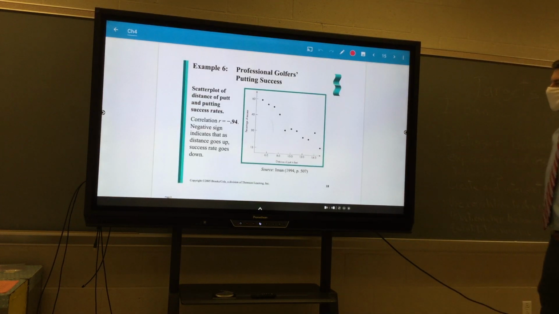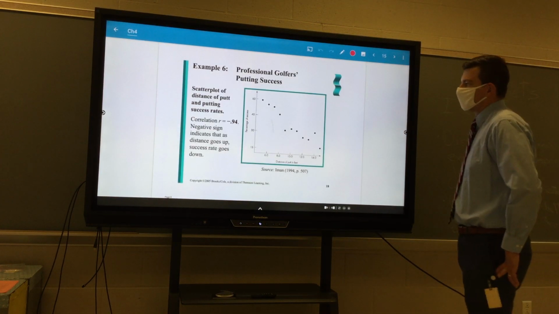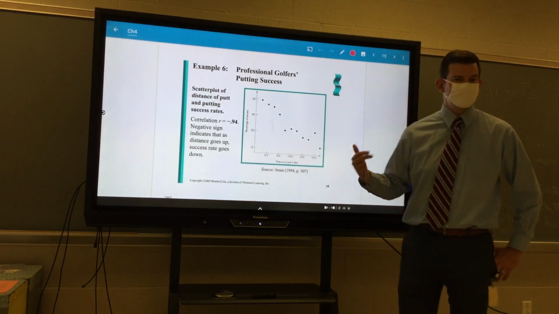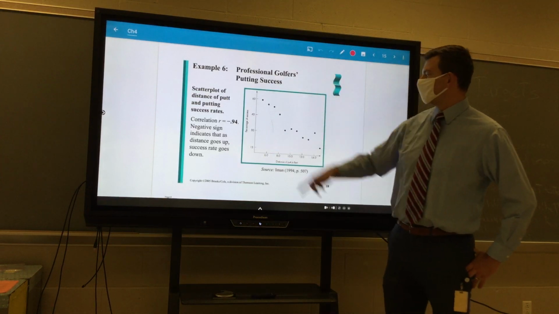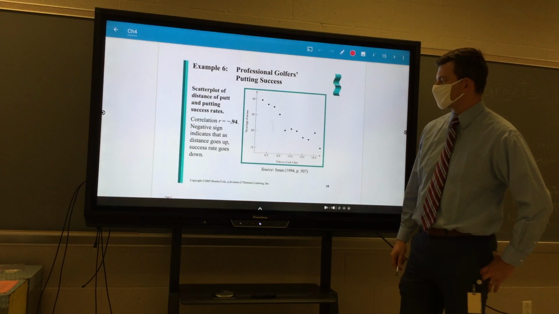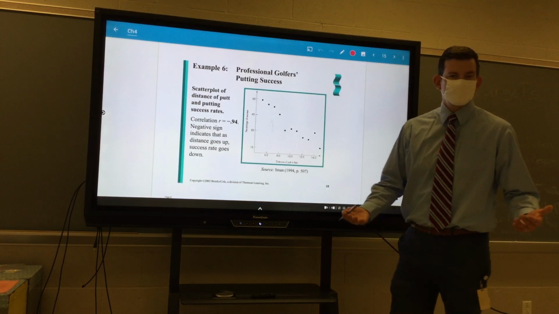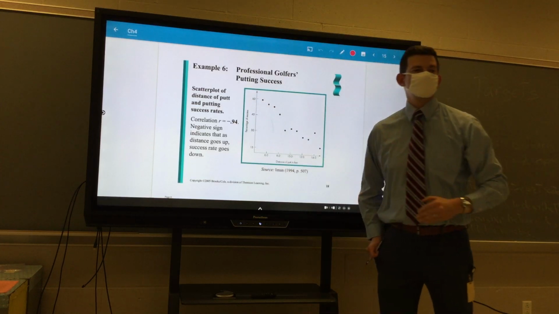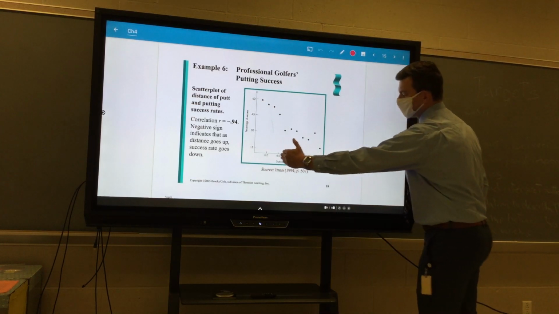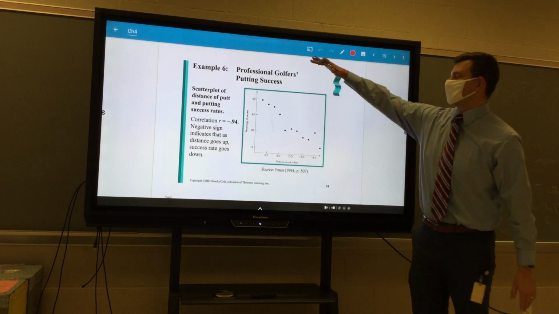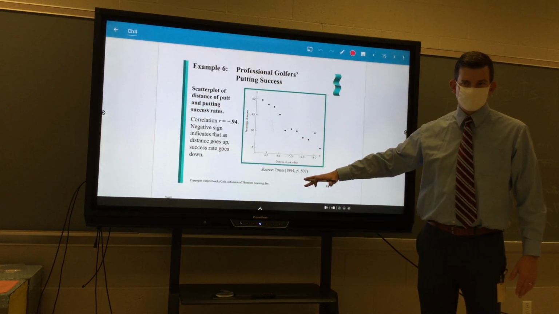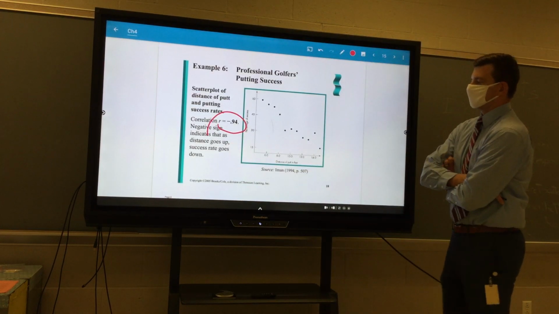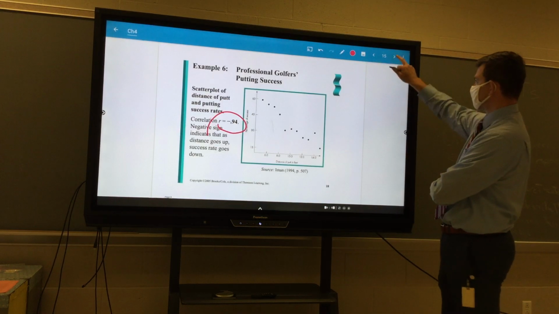We could also have a negative correlation. This is looking at PGA golfers, professional golfers, and the explanatory variable is the length of the putt, and the response variable is the success rate. So this makes sense. If we have a very short putt, we have a very high percentage of success. But as that putt gets longer and longer, that success rate goes down. So negative relationship here, negative correlation, pretty strong, negative 0.94 for that relationship.